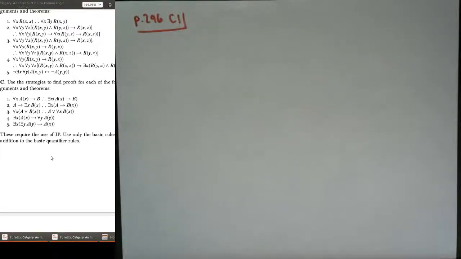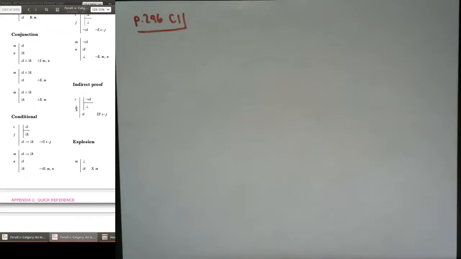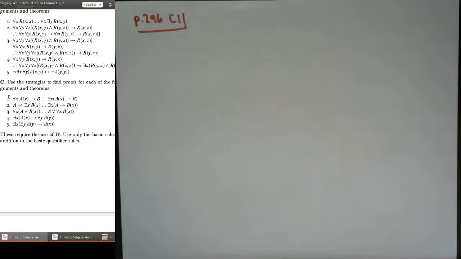Okay, I'd like to look at page 296, C1. So we want to find a proof of this implication. Now the book says these require IP, indirect proof, to accomplish. So what we have to do is assume the negation of the conclusion, and then arrive at a contradiction, and then use the IP rule, which I should remind you: I assume the negation of what I want in the end, and then I end up at a contradiction, then I'm allowed to arrive at the original thing.